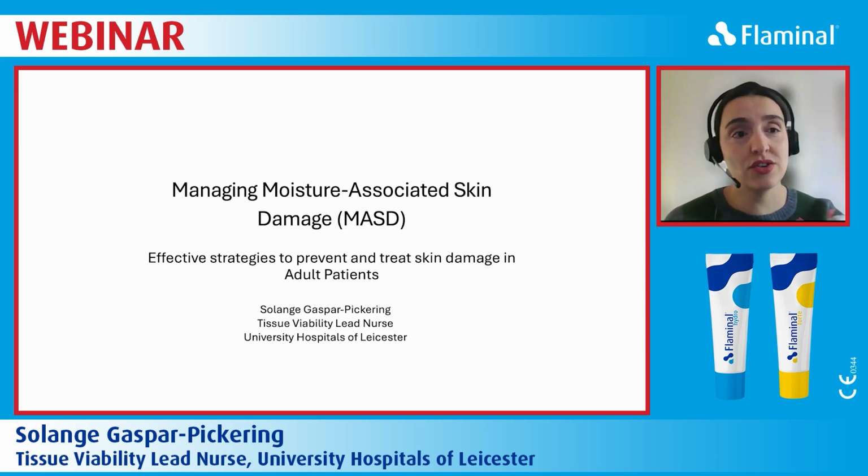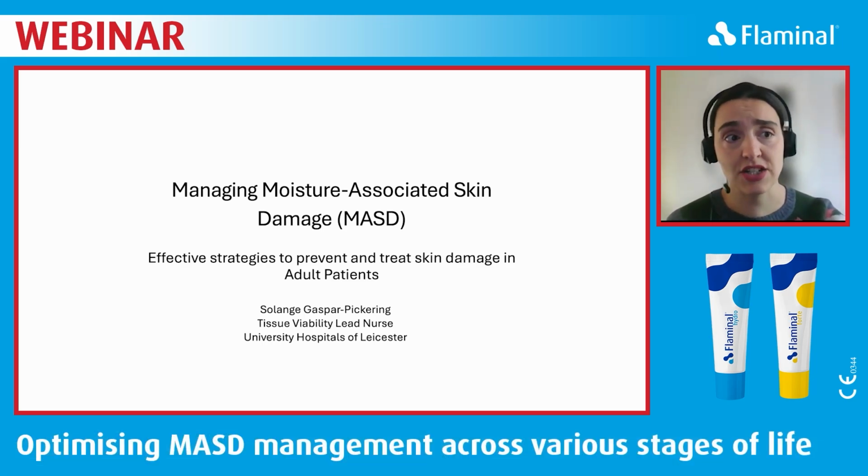And I've been working in tissue viability for over 8 years now across 2 different NHS trusts. And during that time, one issue has consistently challenged us, which is moisture-associated skin damage, or MASD, like we will call it going forwards. So today we're going to dive into what MASD really is, why it matters for patient safety and dignity, and most importantly, practical steps you can take to prevent and manage it effectively in adult patients.